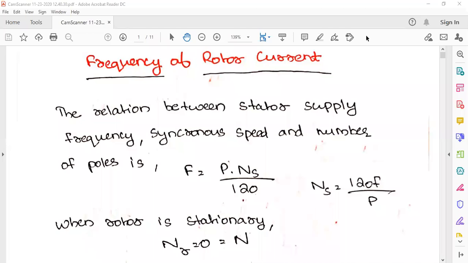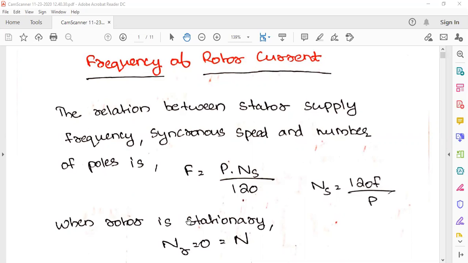Morning, students. In the last class, we have seen the principle of operation of an induction machine as well as the concept of slip. That is the difference between the synchronous speed ns of the rotating stator field and the actual rotor speed n, or nr also. That is what we call slip, and it is given by slip is equal to (ns minus n) by ns.